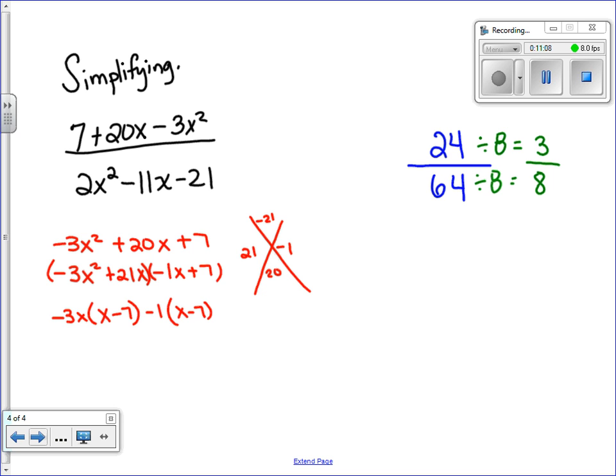So my new numerator is going to be x minus 7, negative 3x minus 1, which I really don't like the look of. I'm probably going to change it in just a minute. But we'll keep it like that.